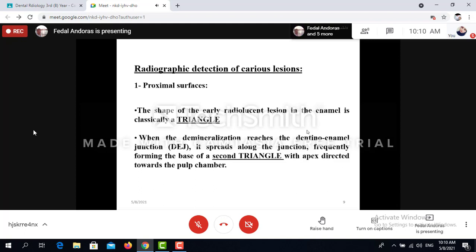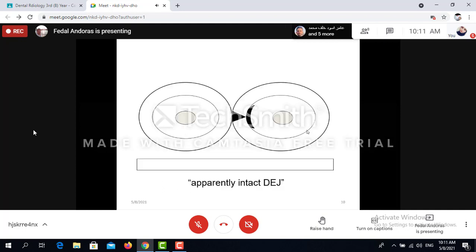When the demineralization reaches the dentino-enamel junction, DEJ, it spreads along the junction, frequently forming the base of a second triangle, with its apex directed towards the pulp. So for the interproximal area, we have a double triangle, and I will tell you what I mean by this.